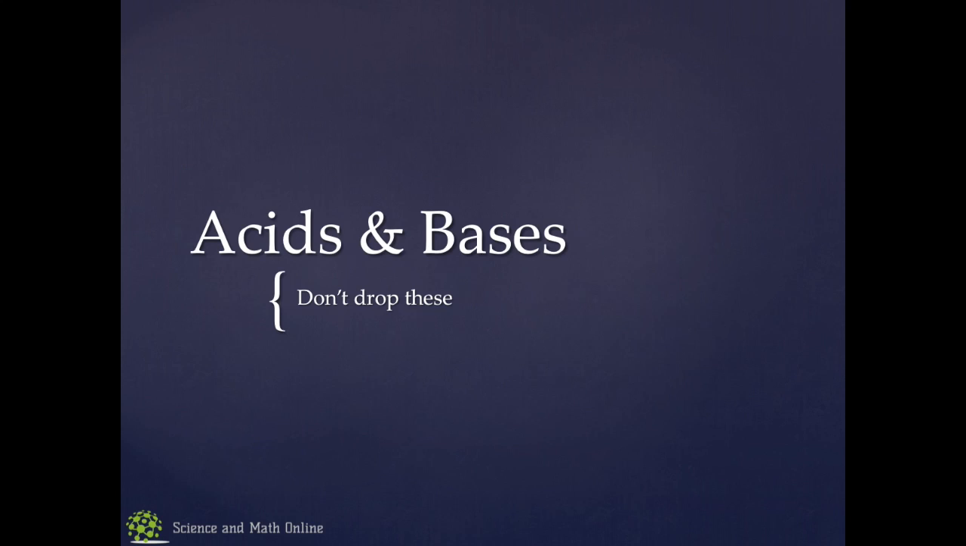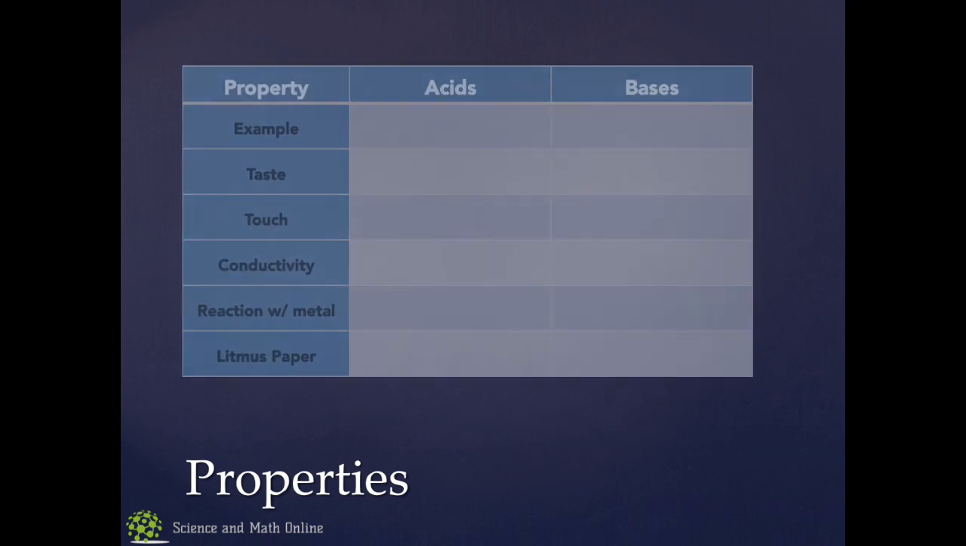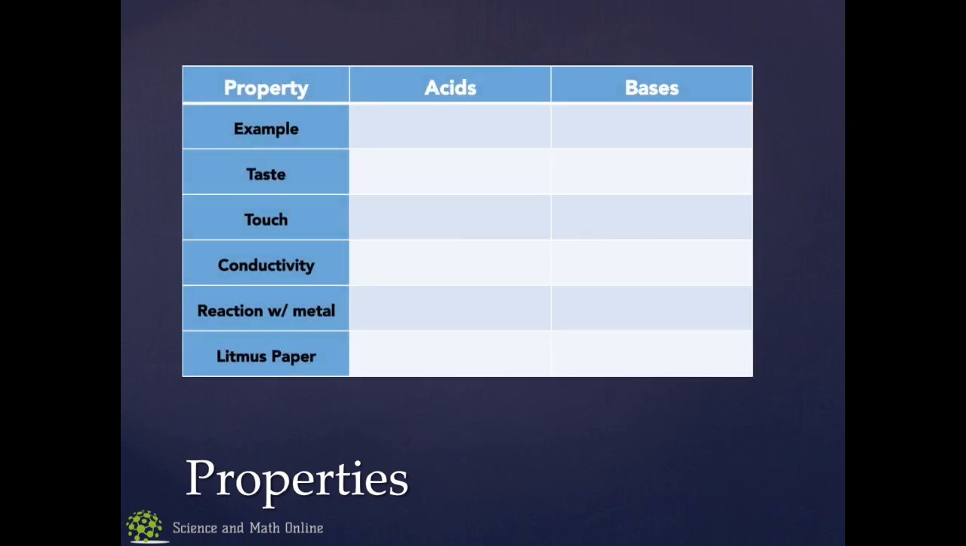This is our last content unit before we get to the last unit on labs and lab safety. So, acids and bases. When we're talking about acids and bases, we need to talk about their properties. We can look at an example of each, their taste, their touch, conductivity, how they react with metals, and what they do with litmus paper.